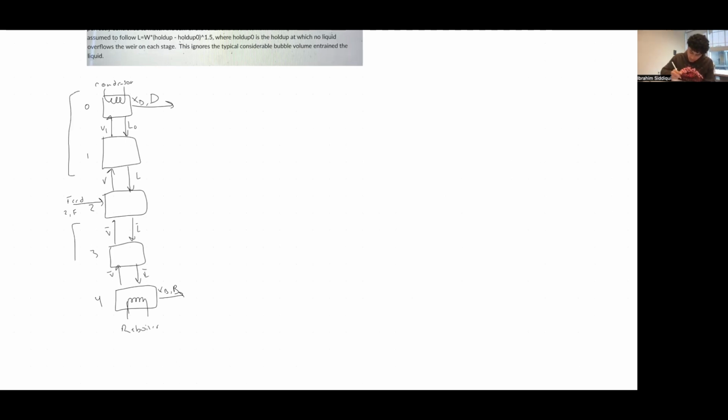Okay, so let's go ahead. We know that at any stage n, we have our liquid and we have our vapors, and we also have this weir. So I'm going to go ahead and draw this out. Some things that we need to know from this: we have this box right here, and we have liquid.